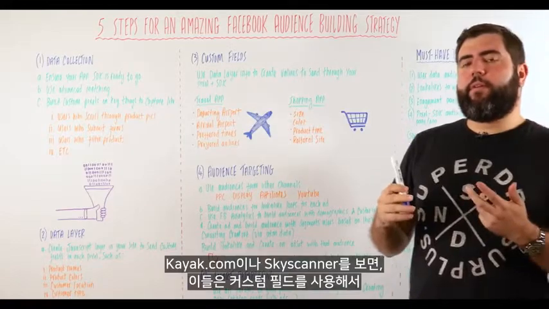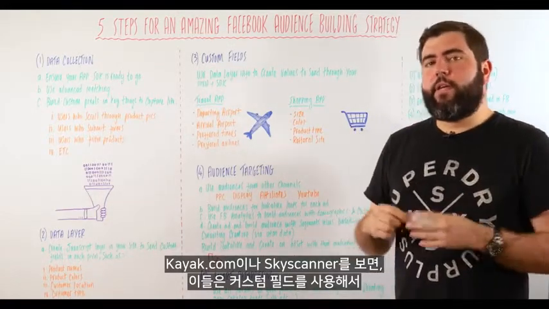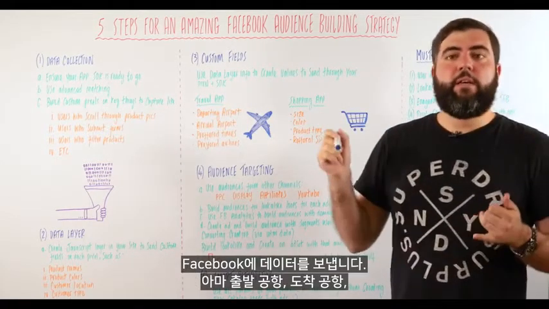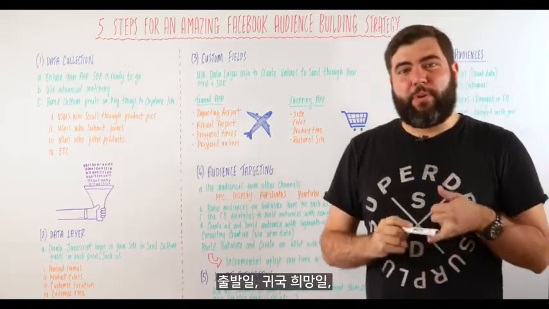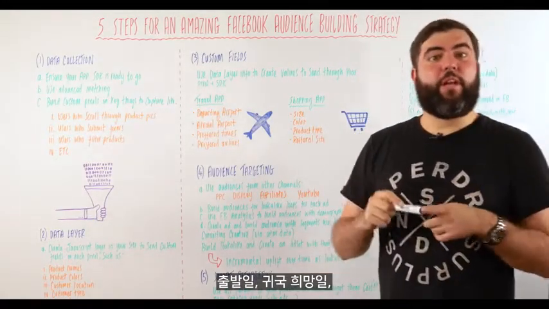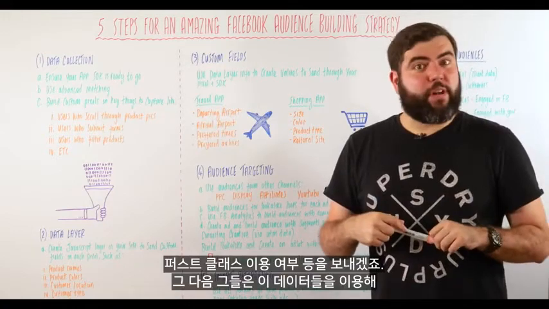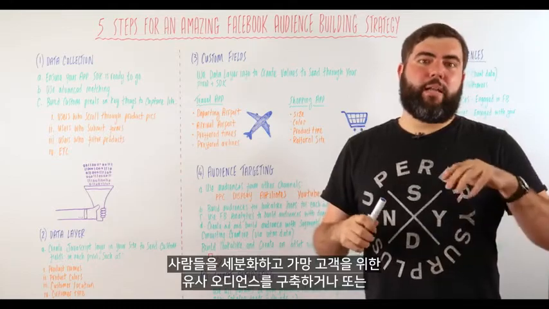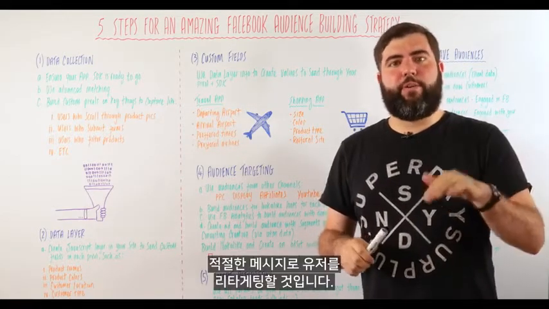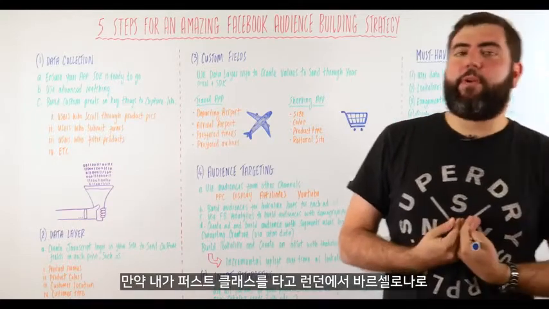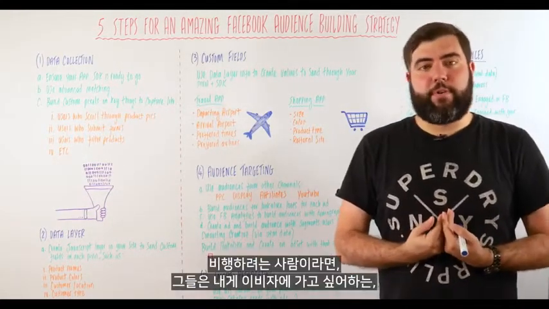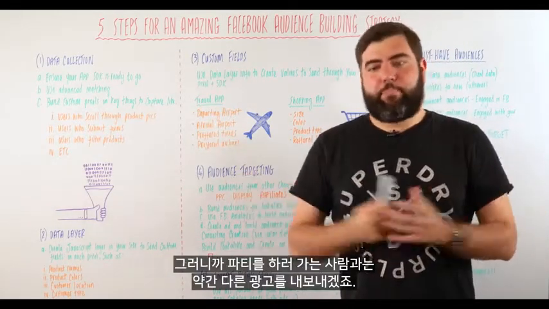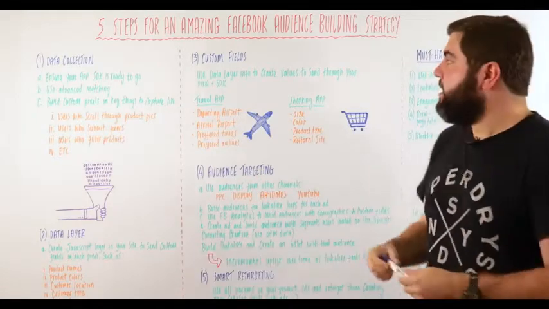Think about kayak.com or Skyscanner. They probably send to Facebook using the custom fields which is the departure airport, arrival airport, date of the departure, when you want to leave, are you going to do first class or not? And then they use this data to then segment people and then either build lookalikes for prospection or retarget you with the right message. Because if I'm a person that wants to fly to Barcelona from London in first class, the ad they can put in front of me is slightly different to the one of a person who wants to go to Ibiza, partying.